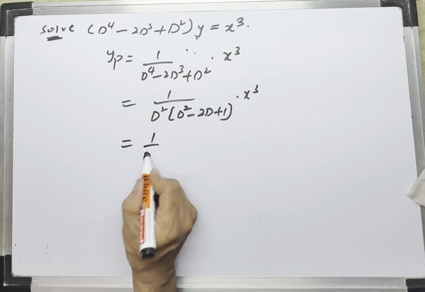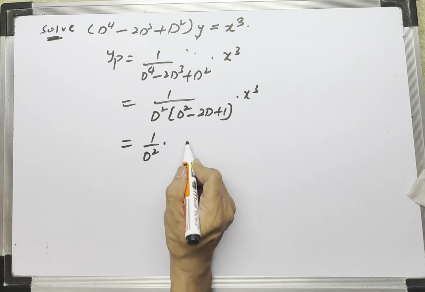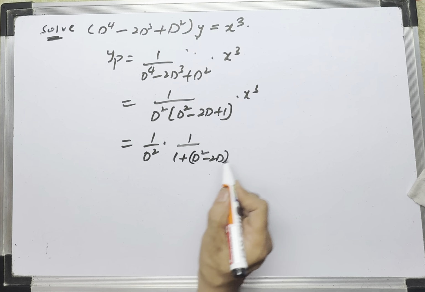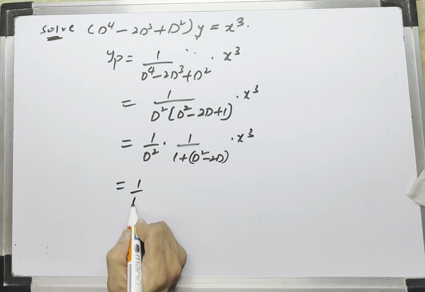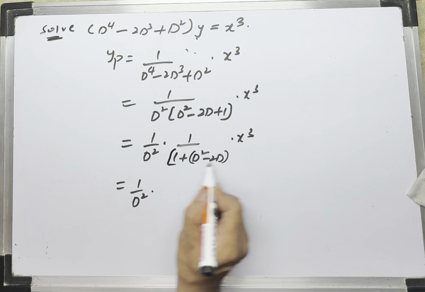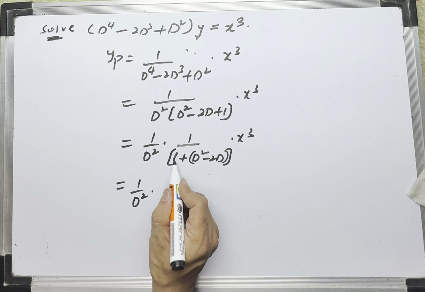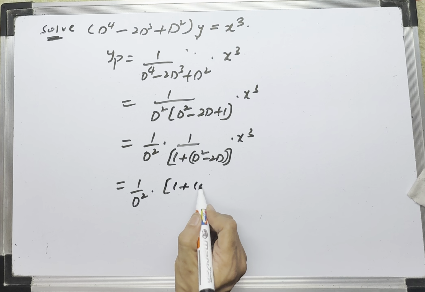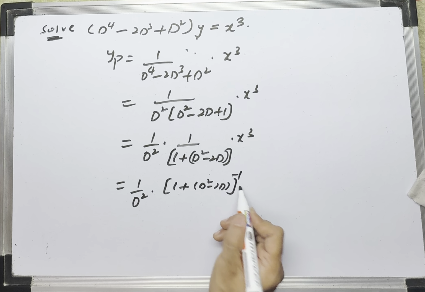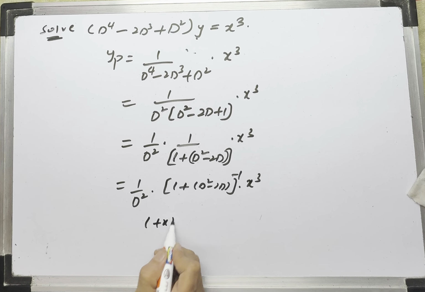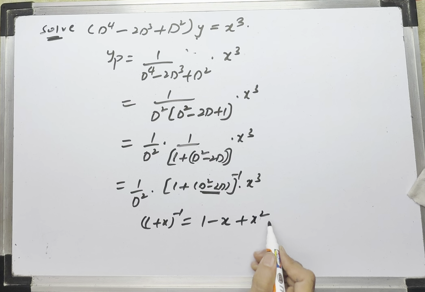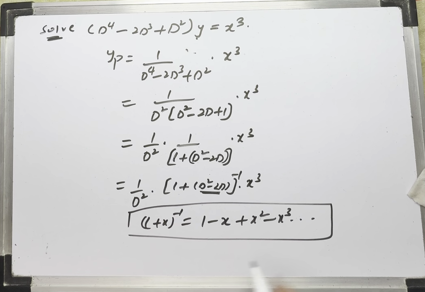Now 1 by D square as it is, into, here we will take constant first, D square minus 2D into x cube. Now 1 by D square, this is a square bracket, so already 1 is there. Suppose any number, we can take the number common. If we have a number, we can send this one to the numerator. So this will be the inverse of x cube. 1 plus x, these total 2 terms are x values. 1 plus x inverse is 1 minus x plus x square minus x cube, and so on. Because here x cube is there, we have to expand till cube.